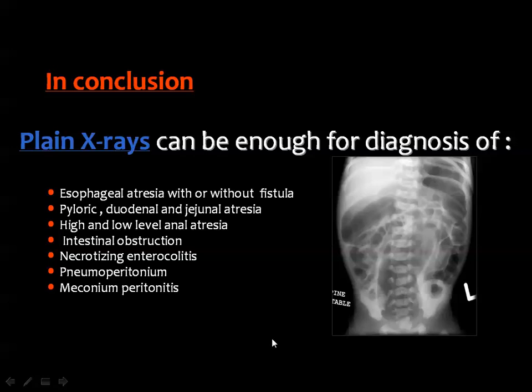And in conclusion, the value of the plain X-ray in gastrointestinal imaging of the pediatric patients includes the diagnosis of esophageal atresia with or without tracheoesophageal fistula, pyloric atresia, duodenal atresia, single bubble, double bubble, triple bubble, then high and low anal atresia, intestinal obstruction by multiple air fluid levels, necrotizing enterocolitis by air in the wall of the bowel and air in the portal tracts, pneumoperitoneum by the Rigler sign and the football sign, and meconium peritonitis by the presence of multiple peritoneal calcifications.